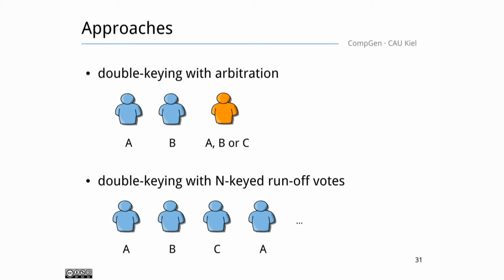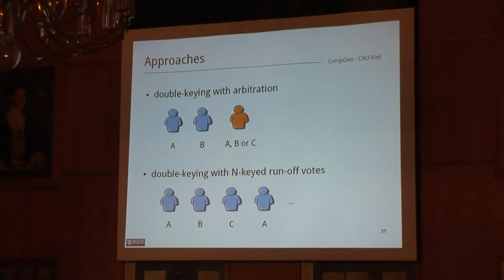Then we have double keying approaches, where we have at least two users type in data. For example, the first user types an A, but the second user says, no, it's not an A, it's a B. So the program detects that there's a difference, and we hand it to an arbiter, to an expert. And the arbiter can say, okay, the first user is correct, it's an A. Or the second user is correct, it's a B, or you can even say, no, both are wrong, it has to be a C.